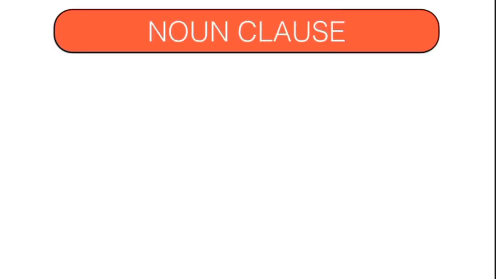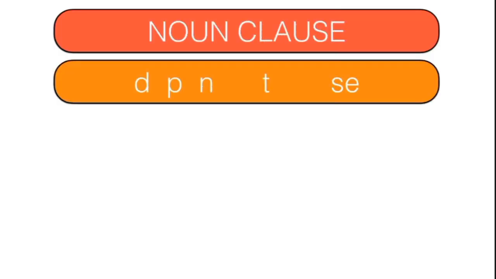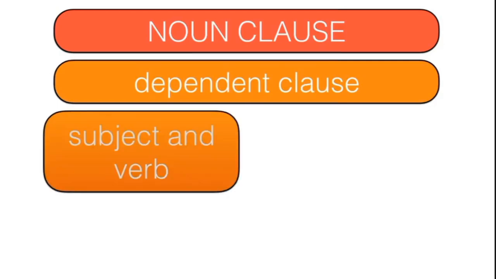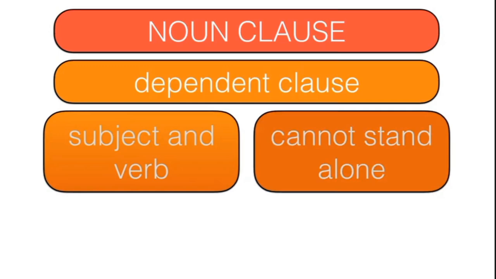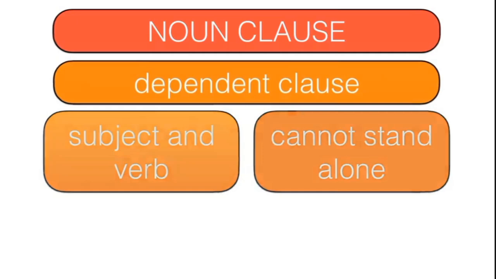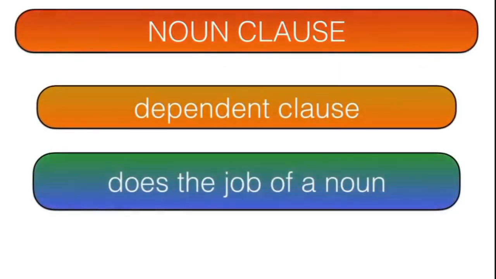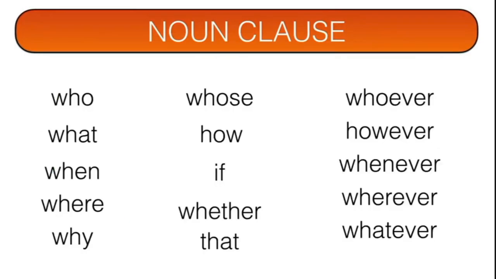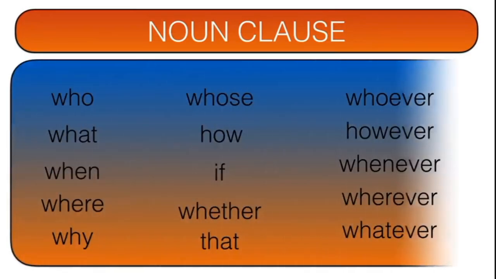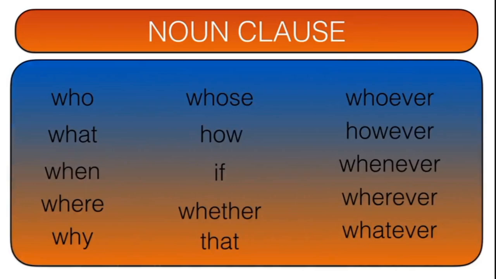Okay, let's quickly review the basics of noun clauses. A noun clause is a type of dependent clause, which means it has a subject and a verb, and it cannot stand alone. And because it is a noun clause, it does the job of a noun. Noun clauses can begin with these words. You'll learn more about that in the coming lessons.